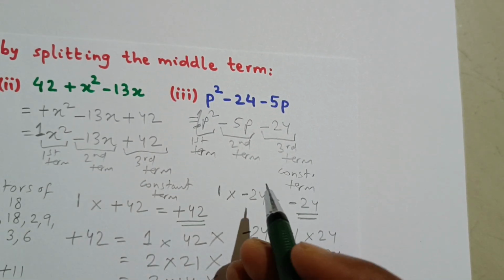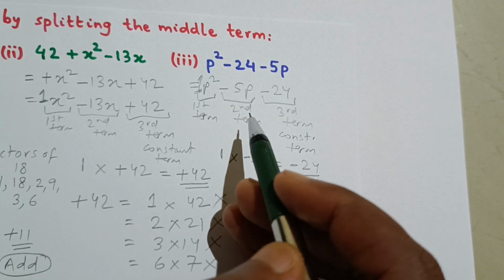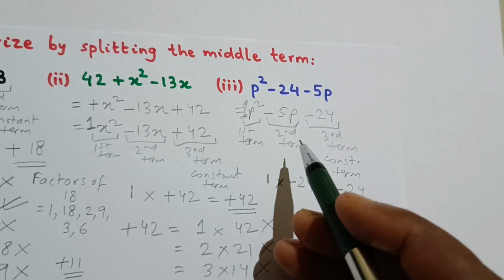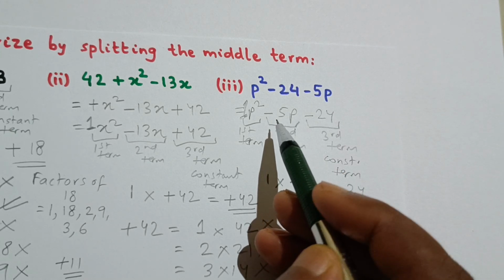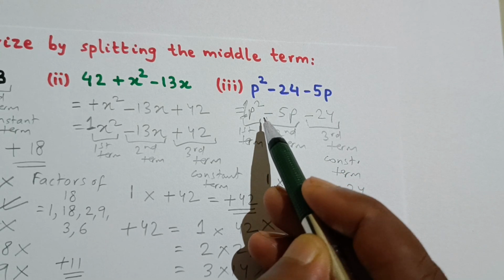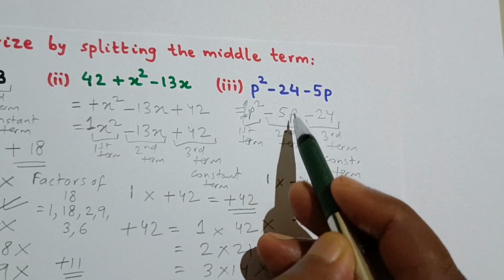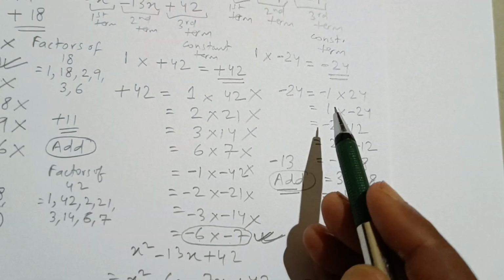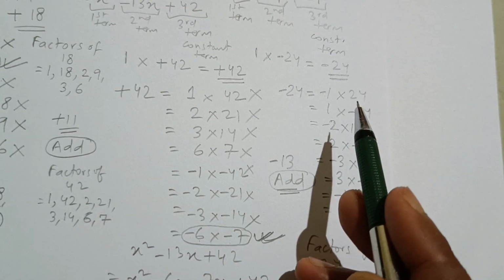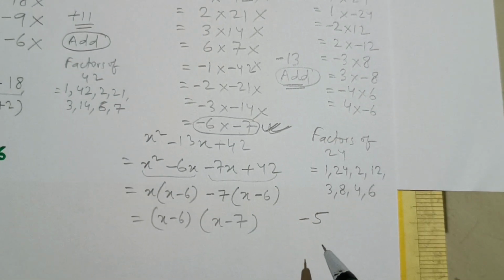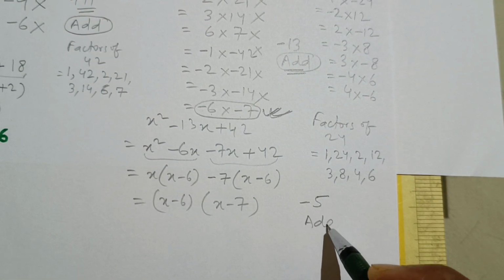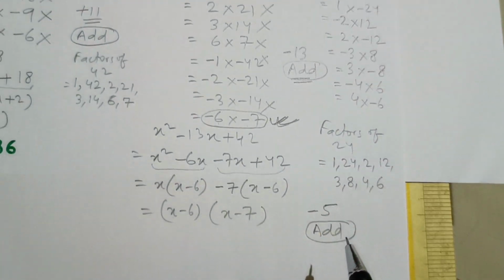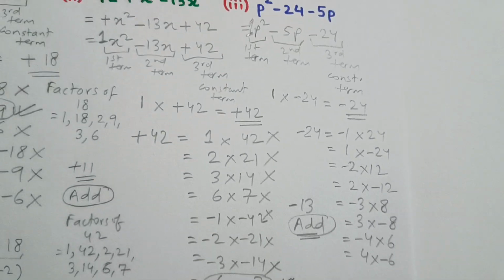Okay. Now, till now we are ignoring the middle term, or the second term. So now let us look at the second term. The second term is minus 5p. Here the coefficient of p is minus 5. So in all these pairs you have to look at the pair which, if you add them, should give you minus 5. So which pair, if you add, will give you minus 5?